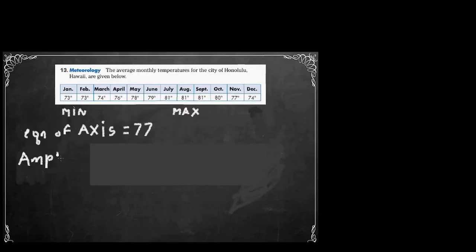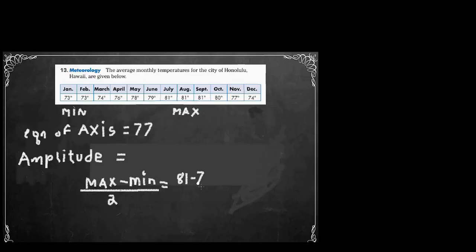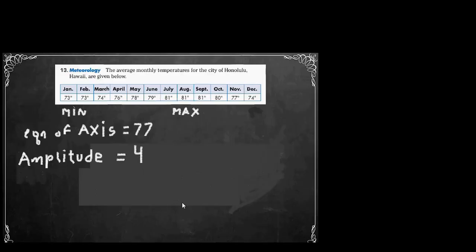Nice, since we have our max and min, we can find amplitude. Recall the equation for amplitude: max minus min all over 2. What's 81 minus 73? We get 8 over 2, which just equals 4. List it, yes.